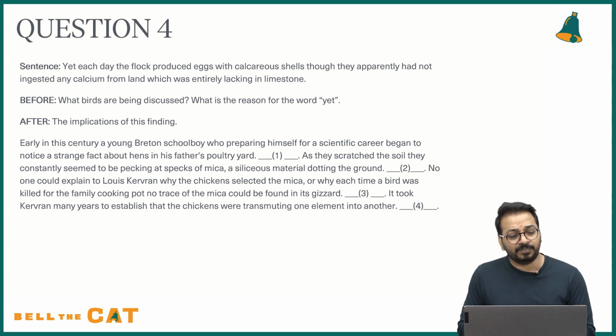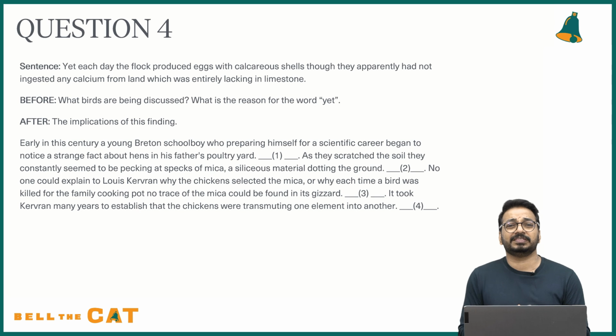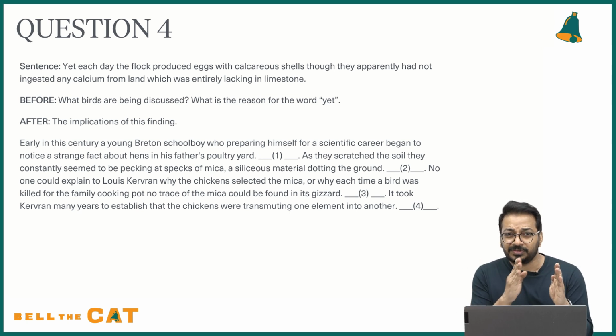As they scratch the soil, they constantly seem to be pecking at specks of mica, a siliceous material dotting the ground. Now they're pecking at mica, a siliceous material dotting the ground. So now, is the information for yet there? Is it very, very clear? What is this contradiction? Why is there yet? You might think, yeah, because if they're eating mica, why are they producing eggs with calcareous shells? That might be yet. But always, I told you one thing, that whenever you're looking at before information, all before ideas that are related to the same supporting idea should come together, right? After this sentence, the next sentence is again talking about mica.